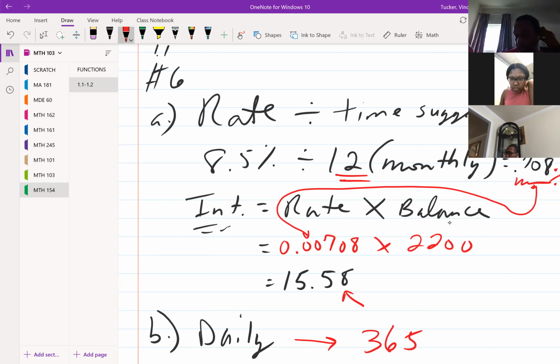They're going to say round to dollars and cents. So it'll be 15.58 or $15.58. So make sure you're paying attention to the directions. Questions on what I did there before I go to B?